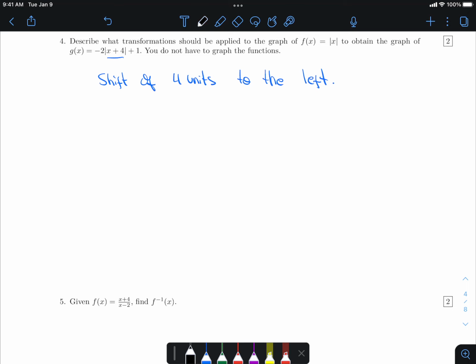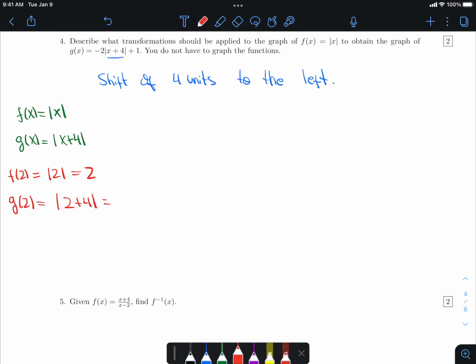Let's say absolute value of x plus 4. I'll give you 2 examples so you understand. Let's say f of x is absolute value of x, and g of x is absolute value of x plus 4. So what is f of 2? That's absolute value of 2, which is 2. And now the question I'm asking is, what x do I need on g to get the same 2 I got on f? If I do g of 2, I'm not going to get 2 back. I'm going to get 2 plus 4, which is 6.